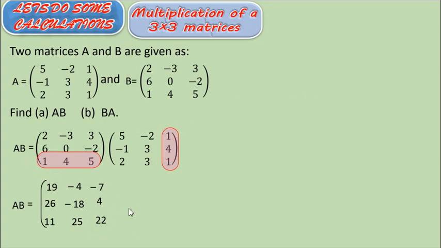So we have 22. So therefore, the product AB will give us the elements you are seeing in this new matrix called AB, or using another letter to represent that.